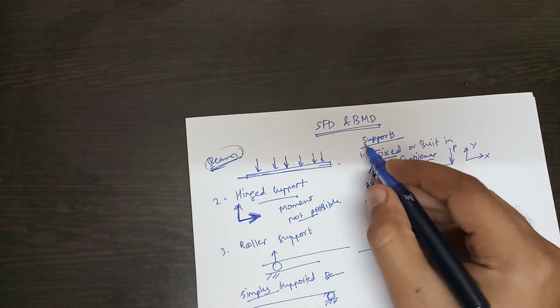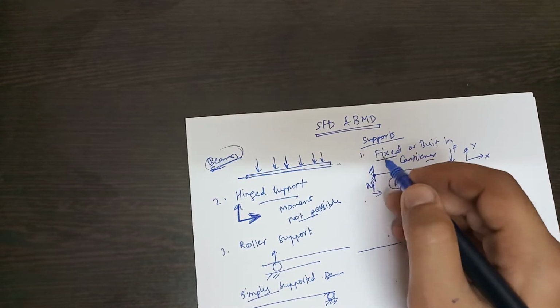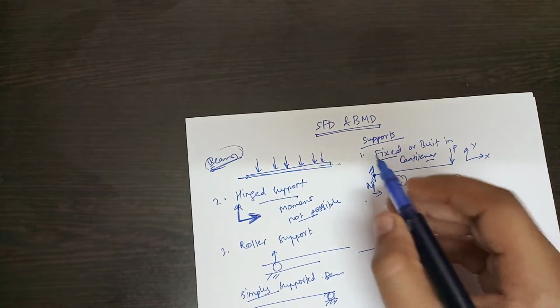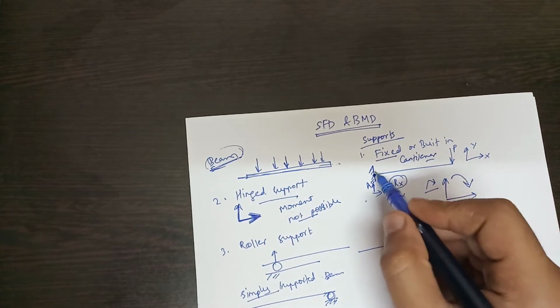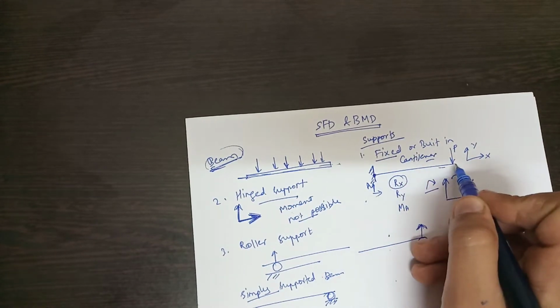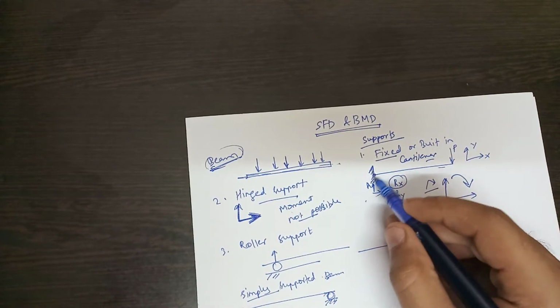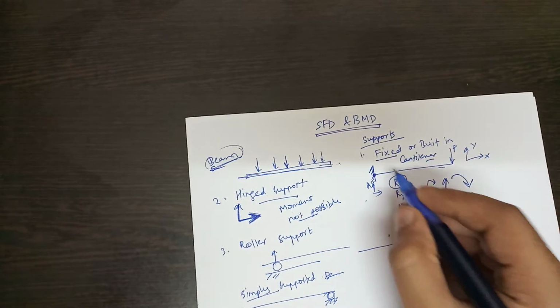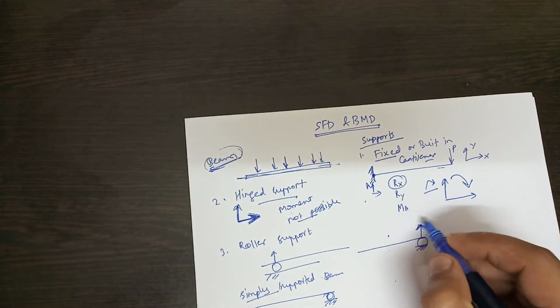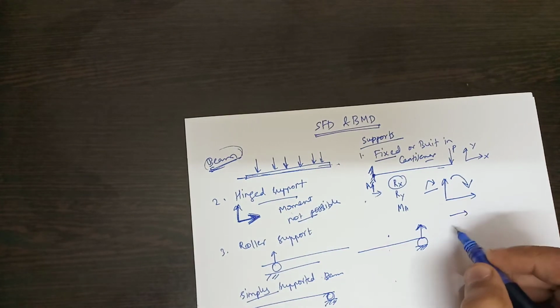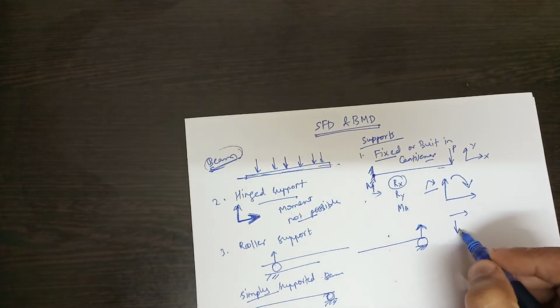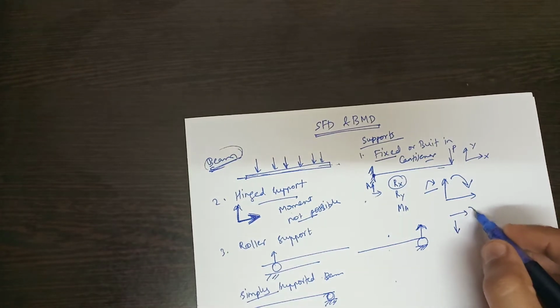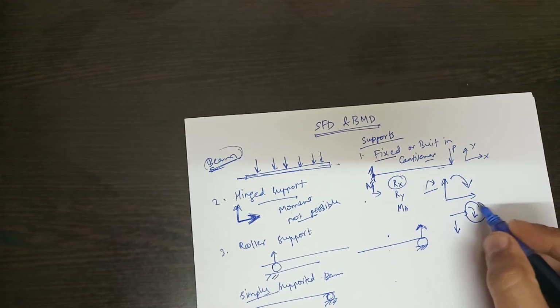Now, there are three kinds of supports that you need to know about. The first one is fixed or built-in support. This can be seen in the example of a cantilever beam. A cantilever is any beam that is fixed on one end and load is applied on the other end. Okay, so a fixed support can give you reaction in the horizontal direction, reaction in the vertical direction, and a reaction moment. Okay, this is the only type of support that can give you a reaction moment.